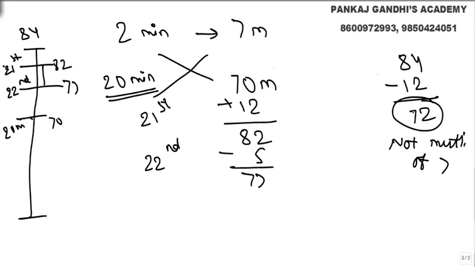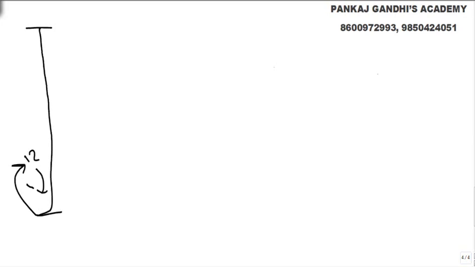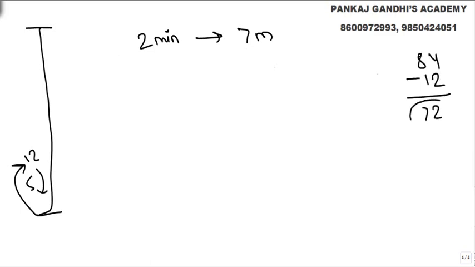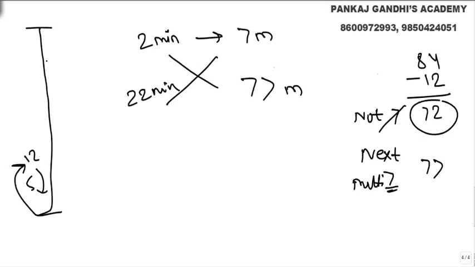So an easier way is, if 72 was not a multiple of 7, the next multiple we should have taken, before 72 is 70 and next is 77. So what we can do here is the final logic we worked out. The monkey goes up 12, comes down 5, goes up 12, comes down 5. So in 2 minutes it goes up 7 meters. How many minutes for 84? Maximum in 1 minute it can go up 12. Not a multiple of 7. If it's not a multiple of 7, rather than taking the previous, take the next. The next multiple of 7 is 77. 2 minutes 7, how many minutes 77? Answer is 22.